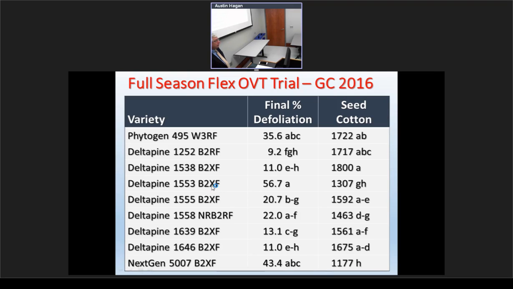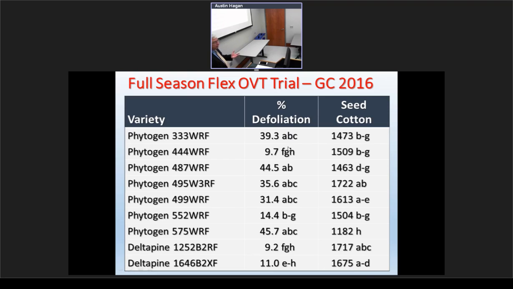with say 1553 and Next Gen 5007 having a lot of defoliation and also having low yields. And there are some varieties like Phytogen 495 that had a fair amount of defoliation, but maintained high yield. So there's not 100% association between leaf shed, particularly in this range, and a yield loss.